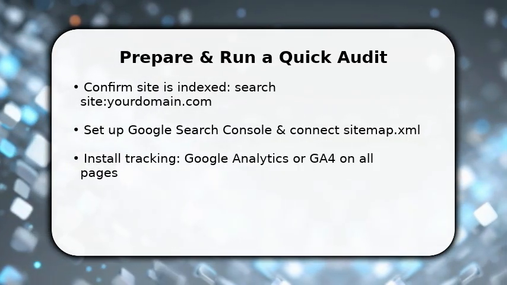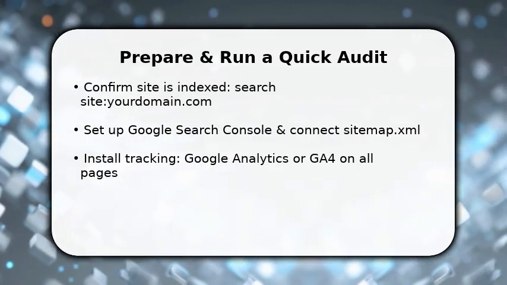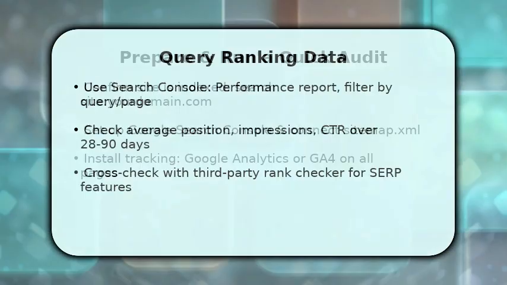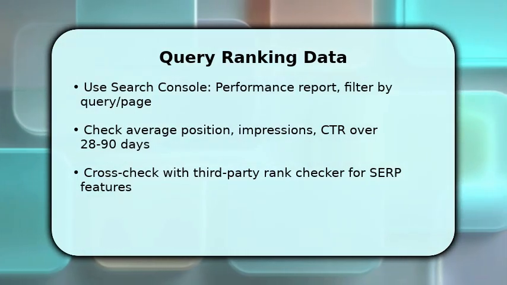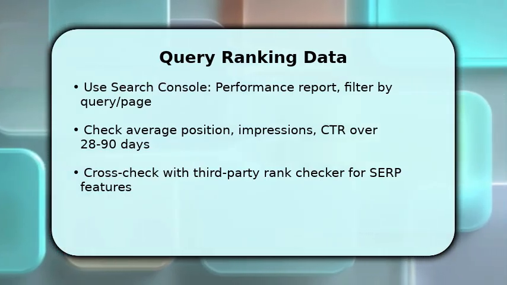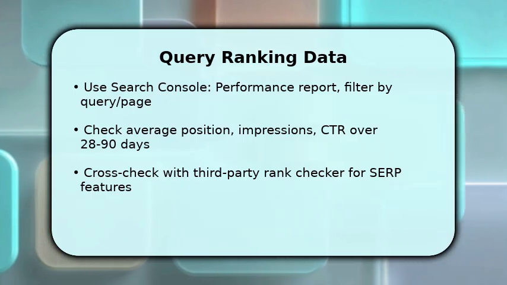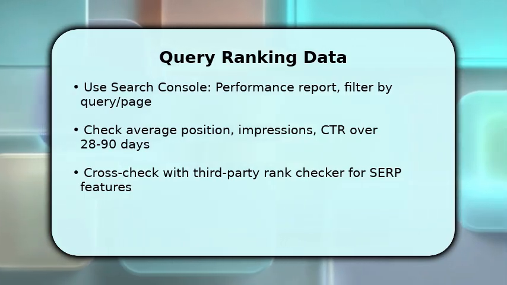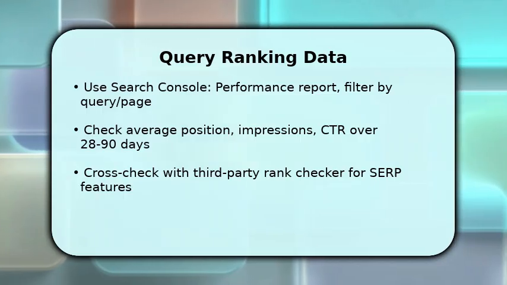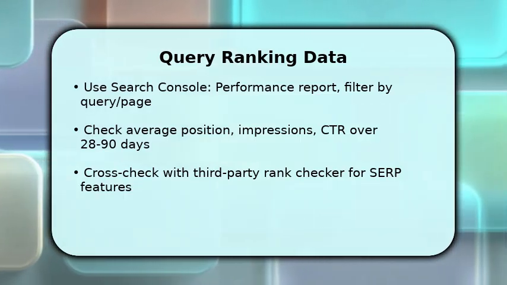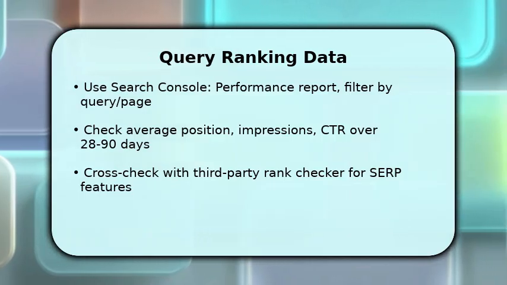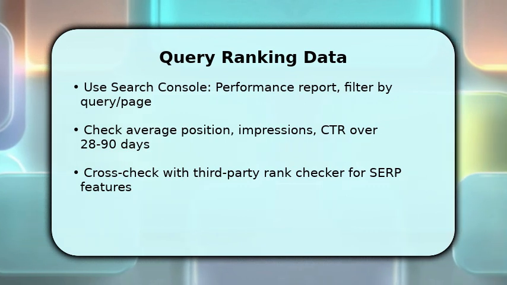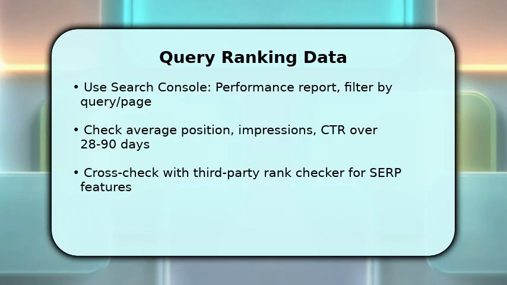These steps are quick but essential because they let you query performance data and see real ranking signals rather than guessing from isolated pages. Once your accounts collect data, use Search Console's performance report to find real ranking positions. Filter by query or specific page to isolate intent. Look at average position, impressions, and CTR across the last 28 to 90 days to spot trends and export the list. Then cross-check high-priority queries with a reliable third-party rank checker to confirm live SERP placement and featured snippets. This confirms whether position changes are persistent or transient due to personalization or localization.